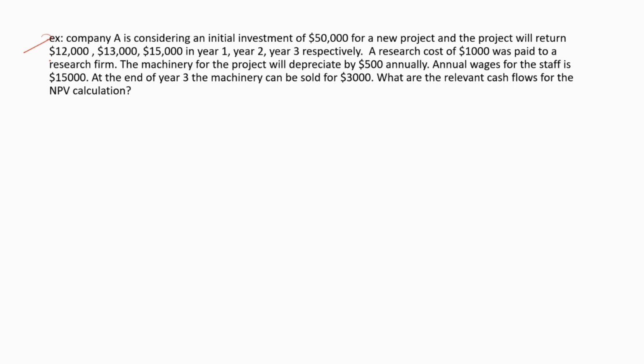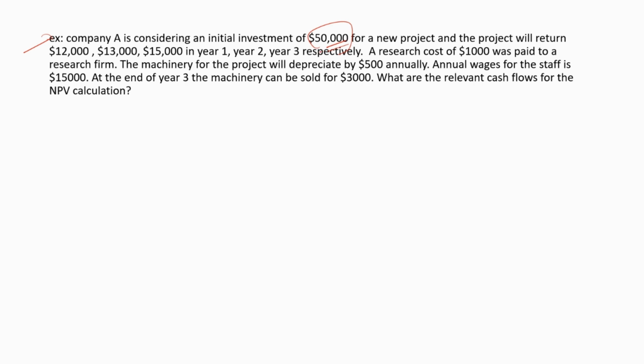So first, we have to identify what are the relevant cash flows and what are the irrelevant cash flows. Let's take one cash flow at a time. The initial investment of 50,000: is this a relevant cash flow or not? This is a relevant cash flow because this cost will be incurred if the company decides to invest in the new project. So this is a relevant cost. We will consider this cost for the NPV calculation.